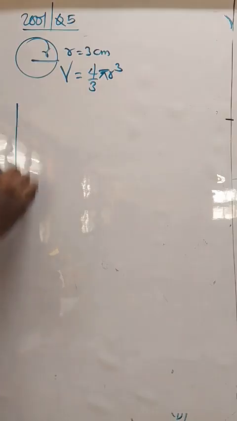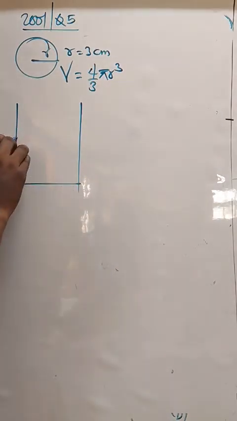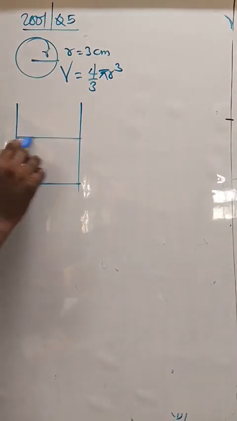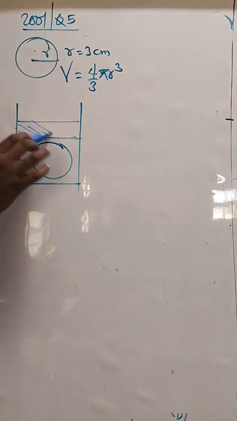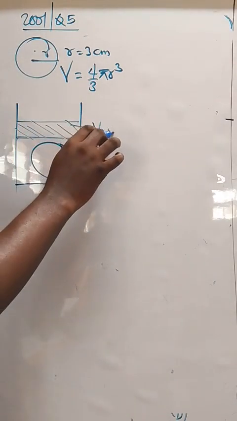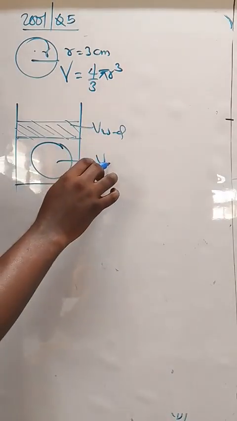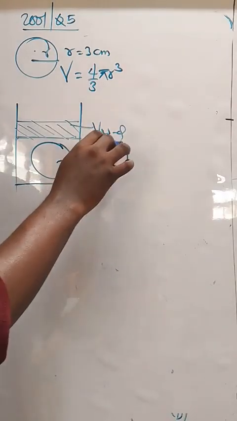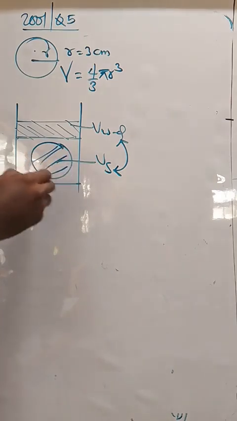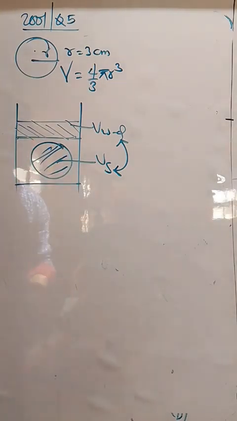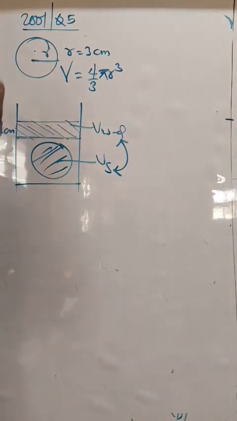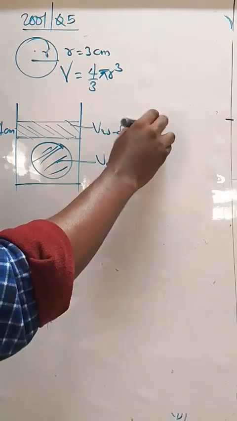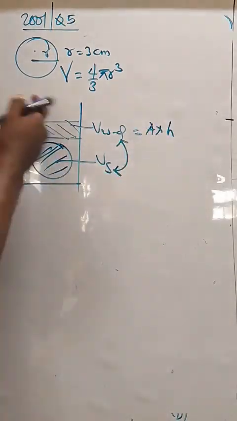It is fully immersed in a cylinder containing water. Let's suppose initially this is the level of the water. When this is immersed here, the level of water will rise. And the volume of water displaced equals the volume of the sphere. They'll be the same. If it's completely immersed, and the water rises by 1 centimeter, so from here to here is 1 centimeter. Note, volume is area times, in this case, height. We are given this height as 1 centimeter.